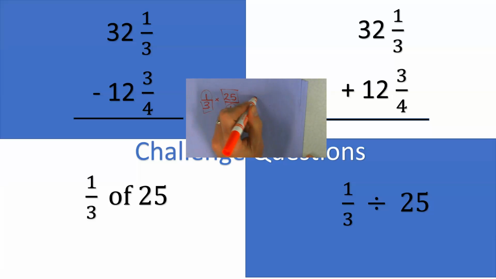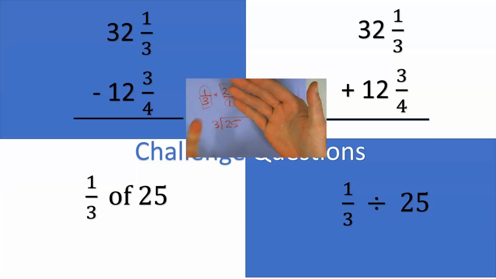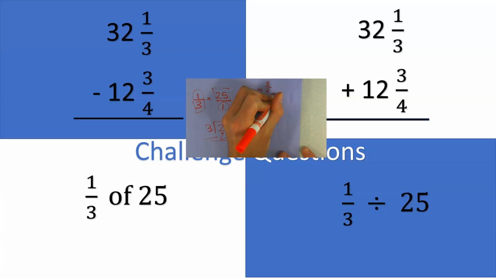So 1 times 25 is 25. 3 times 1 is 3. Now the question, how many 3's are trapped in 25? Why? Because each 3/3 is equal to a whole. So I'm going to put 25 down, and I'm going to try to pull as many 3's as I can out of it. I know that 3, 6, 9, 12, 15, 18, 21, 24. I could pull out 8 groups, and 8 groups is 24, so I still have 1 left. I'm supposed to have 3 to make a whole, so it's 8 1/3. So 25 thirds is equal to 8 1/3.